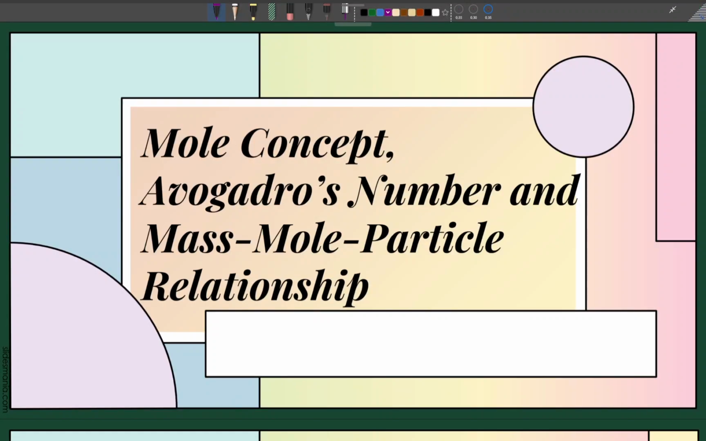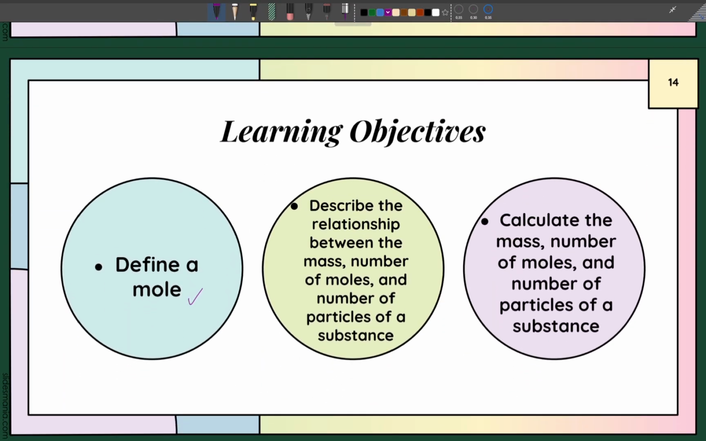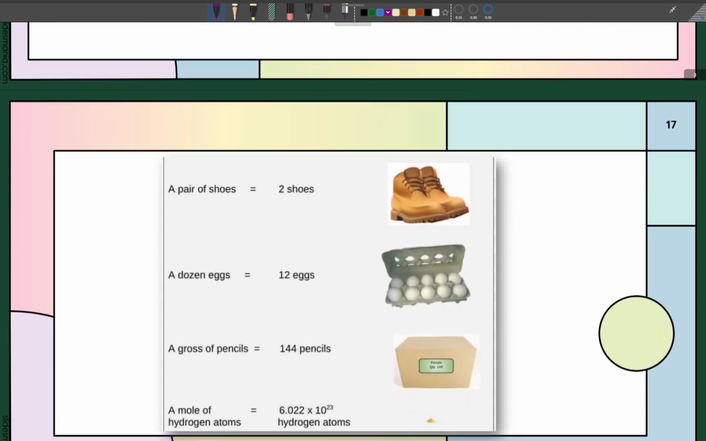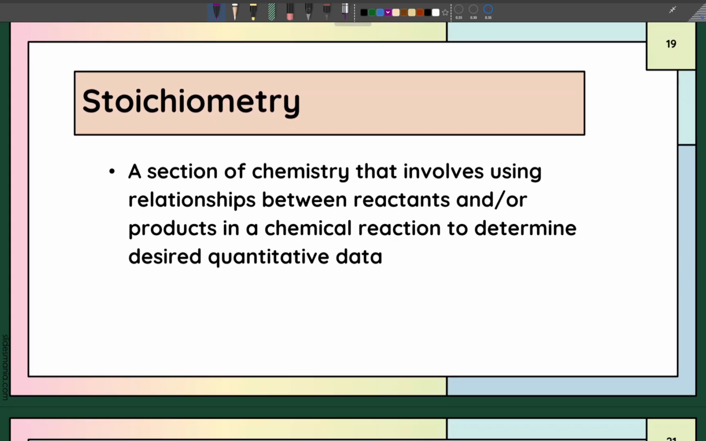Hello class, in this video I'll be discussing the mole concept, Avogadro's number, and the mass-mole-particle relationship. Okay, let's start. First we have to define the term mole, describe the relationship between these quantities, and then of course solve problems involving mass, mole, and particles in a substance. This is under the branch of chemistry which is stoichiometry.